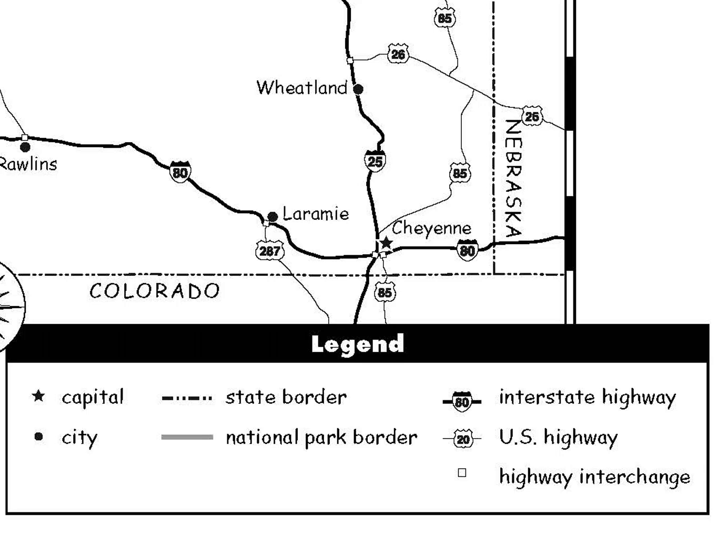The dotted line is a state border, the gray line representing national park borders, and then we also have the interstate highway symbol, the U.S. highway symbol, and a highway exchange symbol. When using road maps, they allow us obviously to help us find directions in relation to other things that are around it.